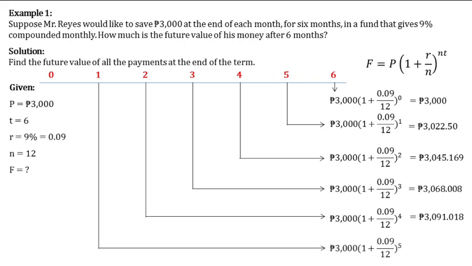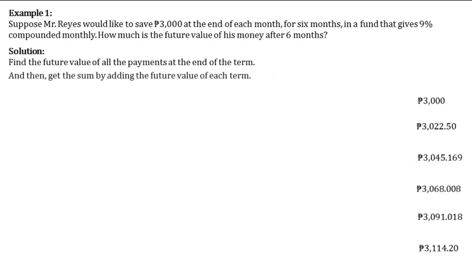And for the 1st month, yan ay 3,000 times 1 plus 0.09 over 12 raised to 5. Yan ay 3,114.20. Notice that in the 1st month, mas malaki yung value niya compared dun sa 6 months. Kasi nga, money now is more valuable than later. So, mas magkakaroon ng interest yung pera ngayon kumpara sa pera sa mga susunod. And then, get the sum by adding the future value of each term.